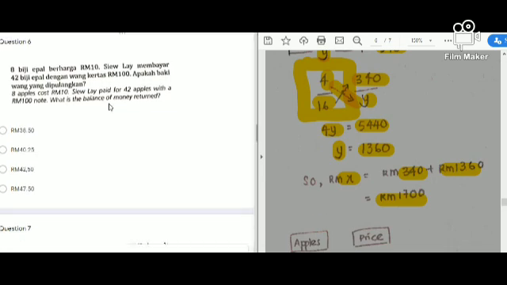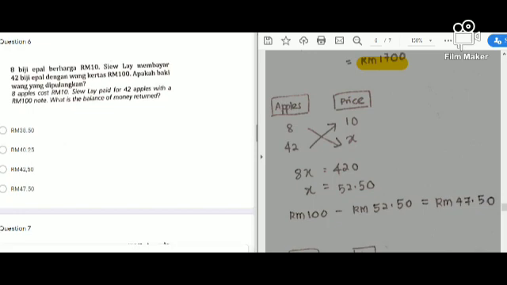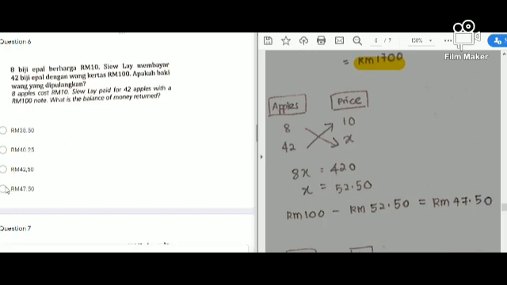Next question is question number 6. Okay, so here's the solution. 8 apples cost 10 ringgit. So you write apples, and for the other side, on the right side, is the price. So 8 apples, 10 ringgit.